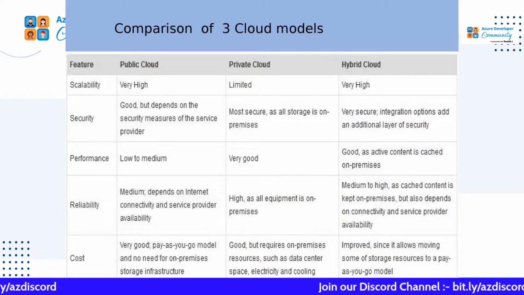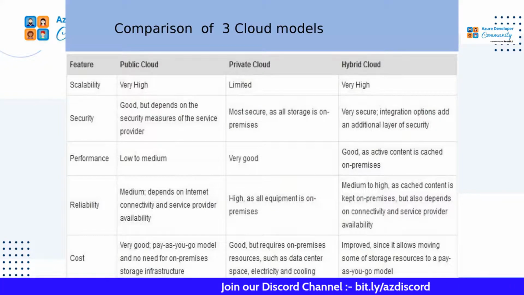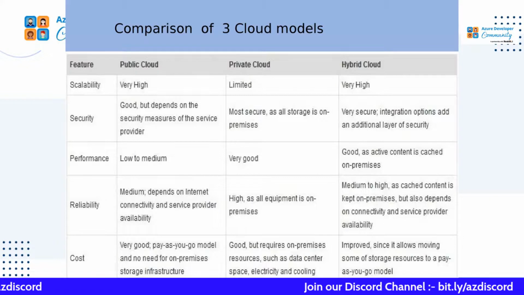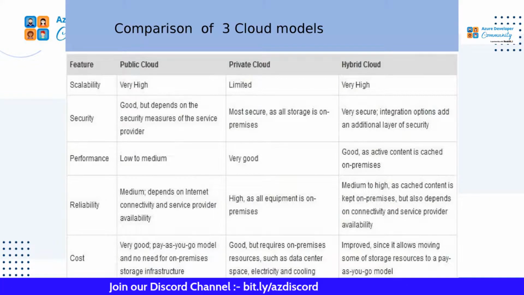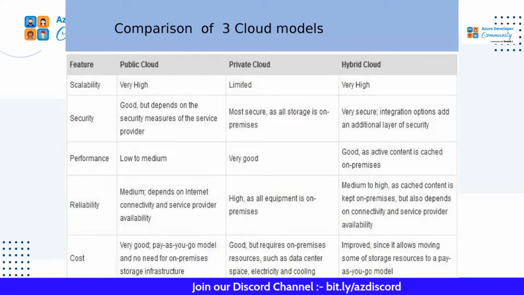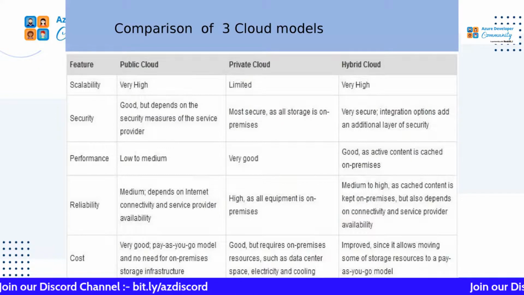So next comes the comparison. You need to compare all three clouds. The first feature is scalability. Scalability of public cloud is very high. Private cloud has limited scalability, because of the cost. Hybrid cloud is very high.